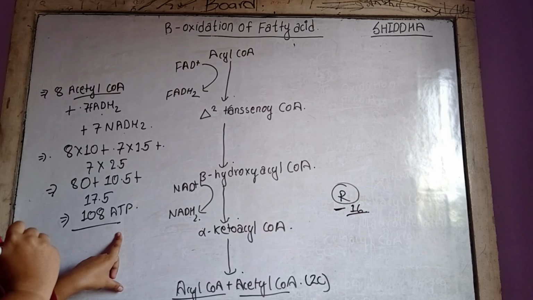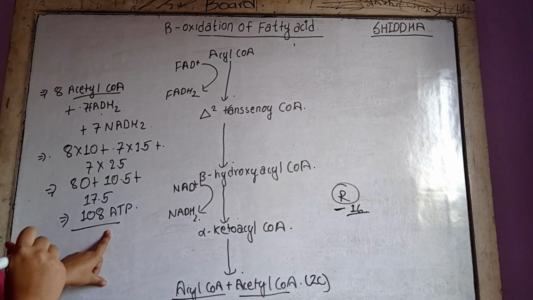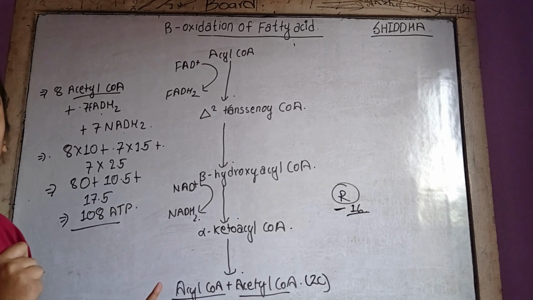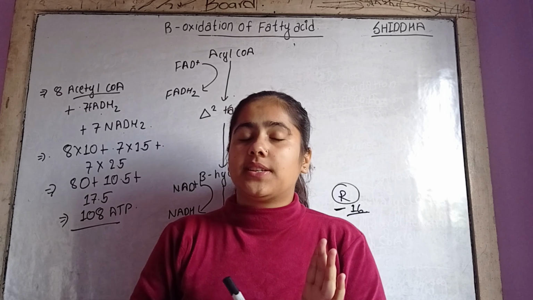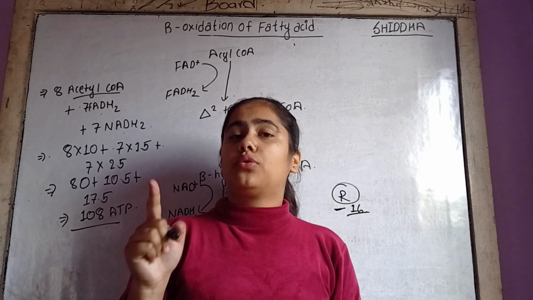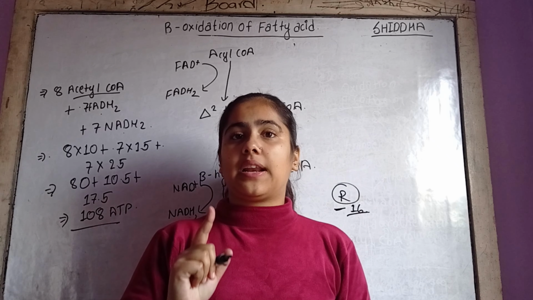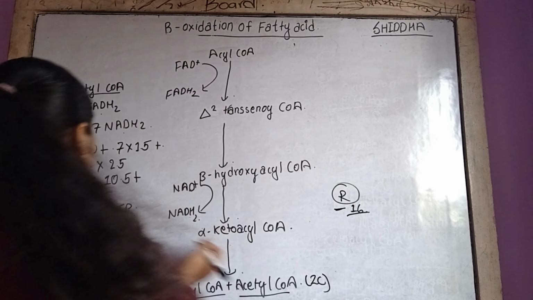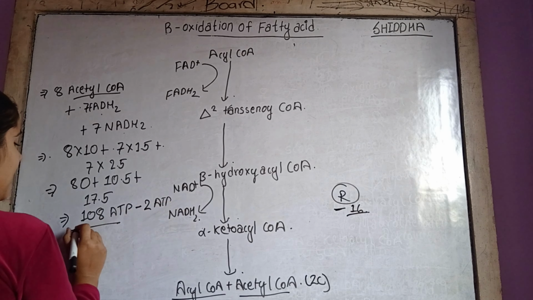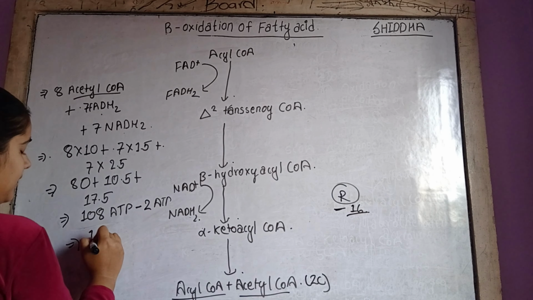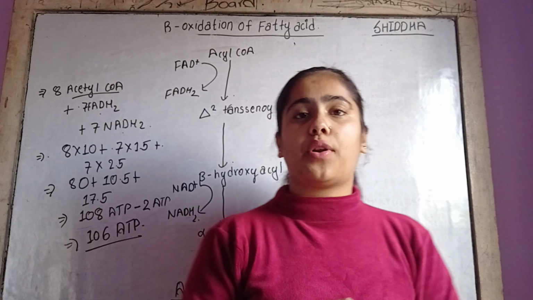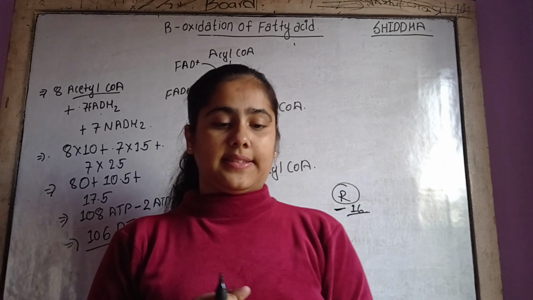So this is not the net energy production, it is the total energy production from the beta oxidation of the fatty acid. But in the first reaction, remember, for the activation of the fatty acid to acyl coenzyme A, we utilized ATP. So there we utilized 2 ATP. So the net energy production will be 106 ATP. This is our net energy production from the beta oxidation of the fatty acid.